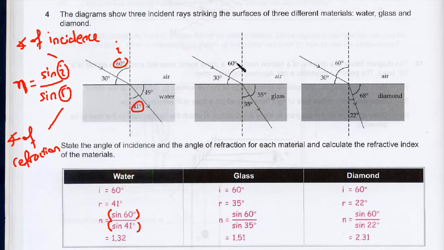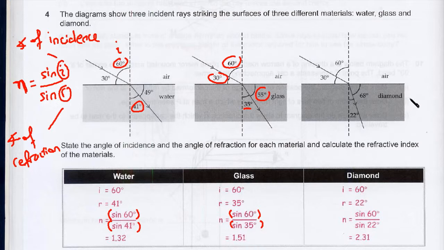For glass, same thing, the angle of incidence is 60 and the angle of refraction is 35. Please ignore 55 and please ignore 30. They are there to distract you. So what is the refractive index for glass? Again, n equals sine i over sine r. I is 60, r is 35. Again, practice this using your calculator, and you should be able to get the value of 1.51.